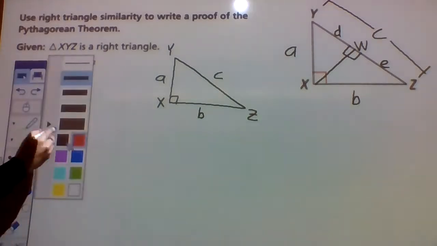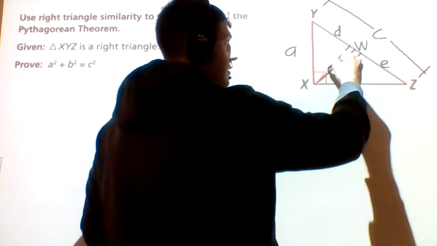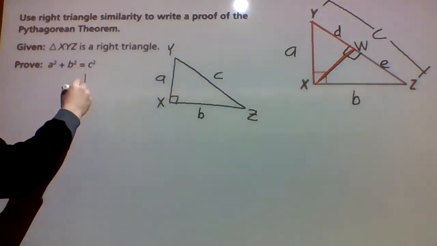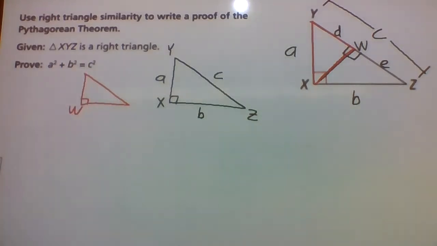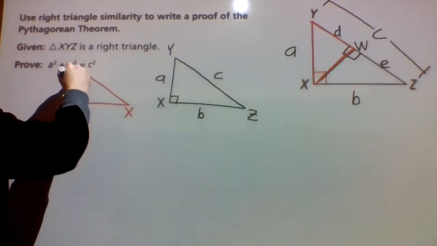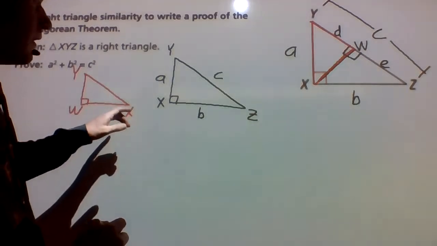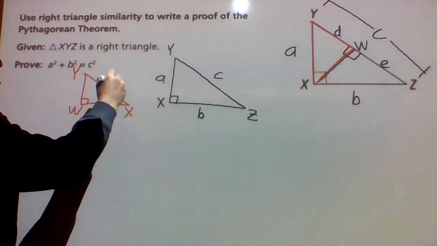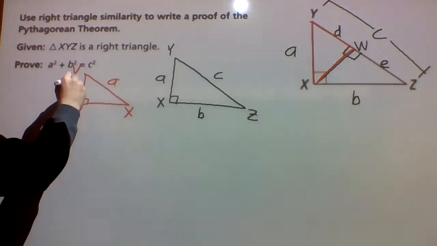All right, now I'm going to use a different color here, and let's draw in the other two triangles. So I'm going to draw in this triangle here. So W is the right angle. And then you have x, and you have y. So for the lengths of this one, we have the hypotenuse xy, which is going to be a. And the length of yw we said was d.